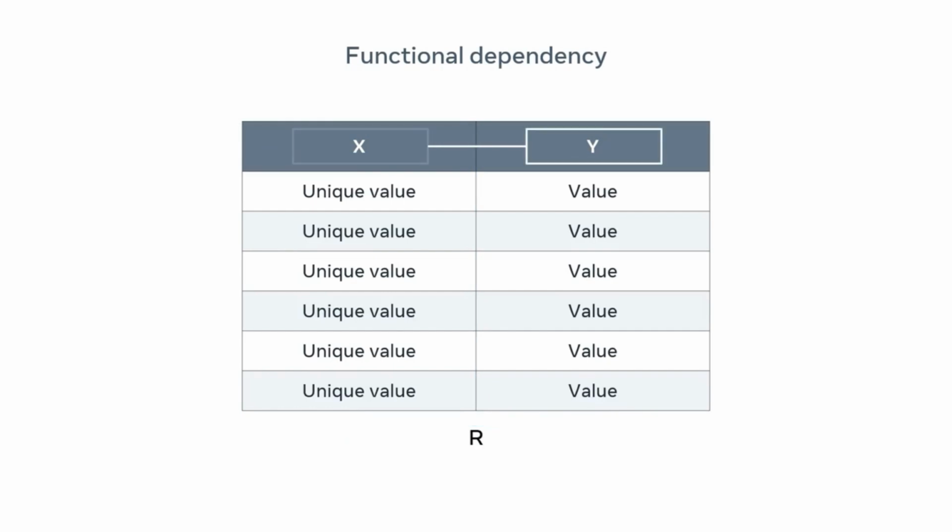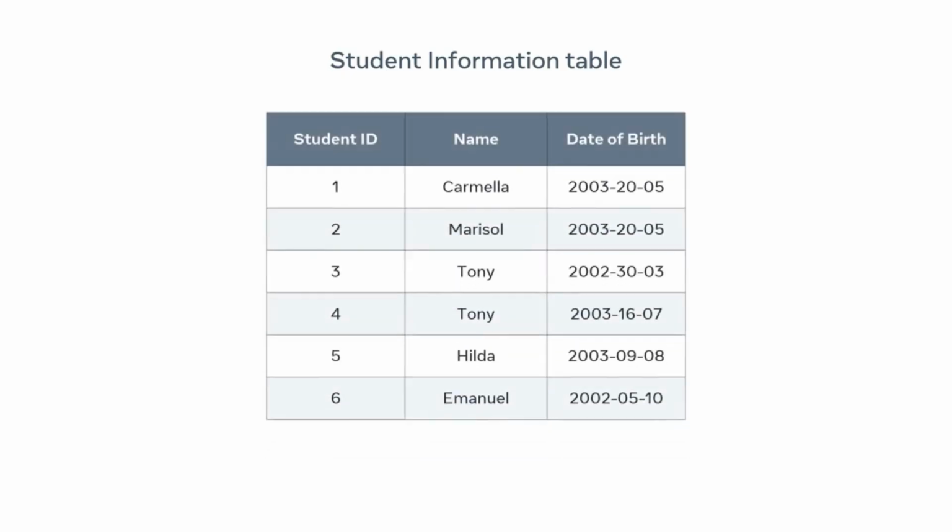Y, as a non-primary key with duplicated values, is dependent on X. This is because X is the table's primary key, as it only contains unique values. Don't worry if you don't quite understand this concept yet. I'm going to demonstrate functional dependency in more detail. Let's take the example of a table called Student that holds key information on students in a college. The table contains three columns: a student ID column, a name column, and a date of birth column.